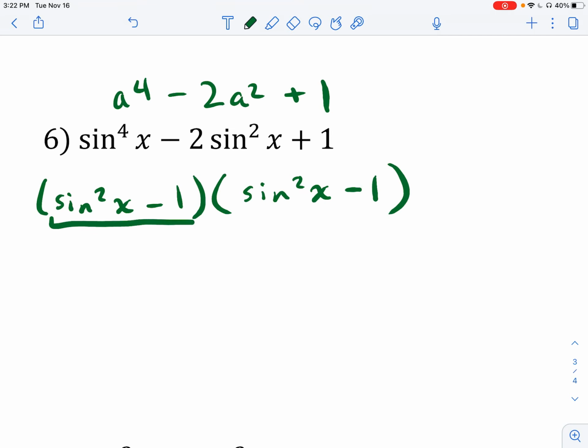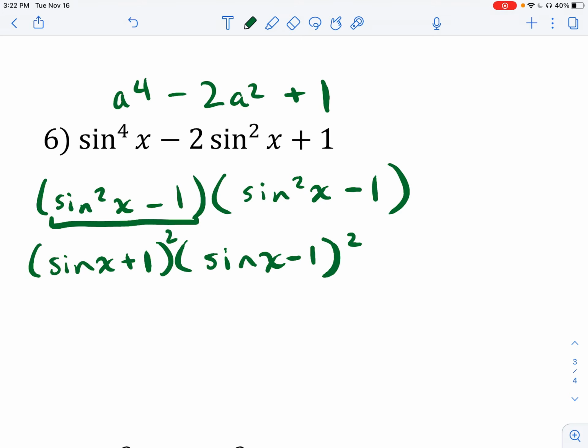And each of these can be factored even further as well. This would be sine x plus 1 times sine x minus 1, since it's a difference of squares. And since we just have another set of sine x plus 1, sine x minus 1, I'm just going to square each of these. Okay?